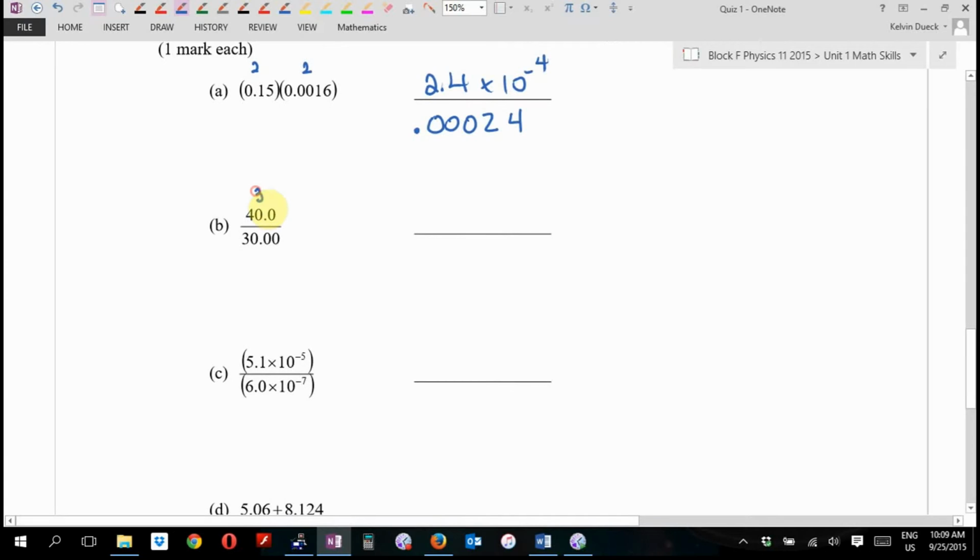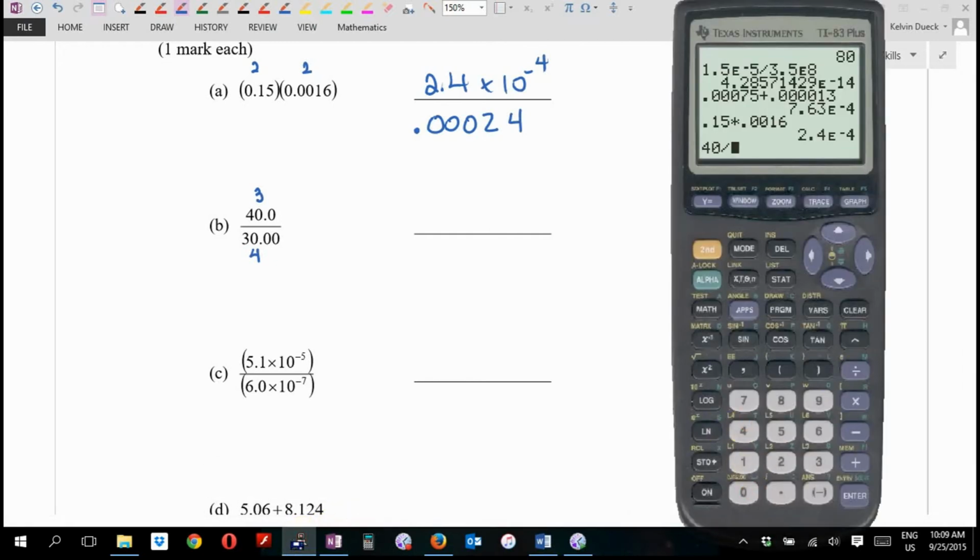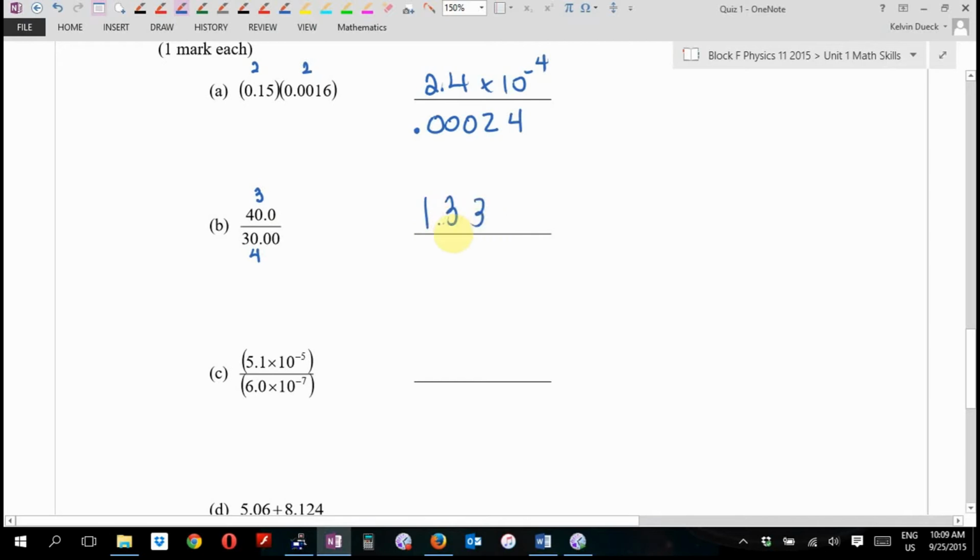B, 3 sig figs, 4 sig figs. How many sig figs? 3. Do the math. 40. By the way, do I really need to type 40.0? So I'm just going to go with 40 divided by 30. I'm not going to type point. Okay. 1 point. How many sig figs am I going to go to? 1.33. Did anybody write that in scientific notation? Okay. It would be 1.33 times 10 to the 0, because there's no tens. But that's a dumb way to write it, in my opinion.